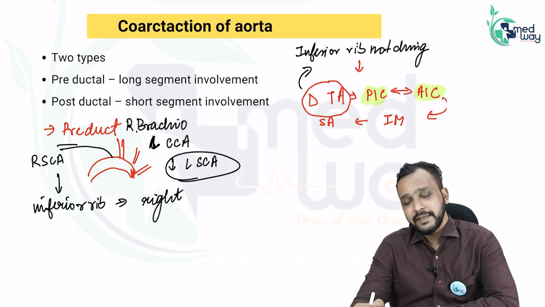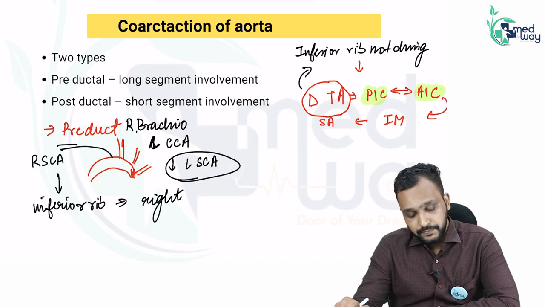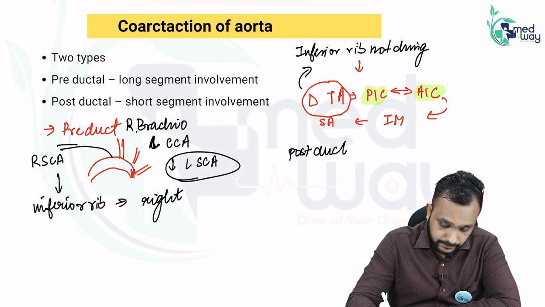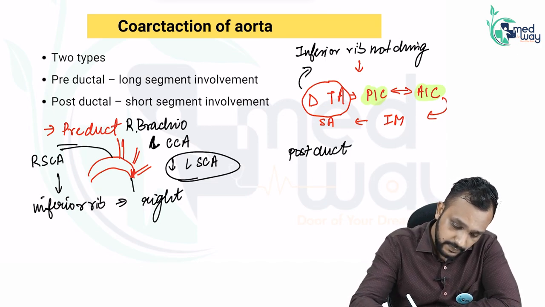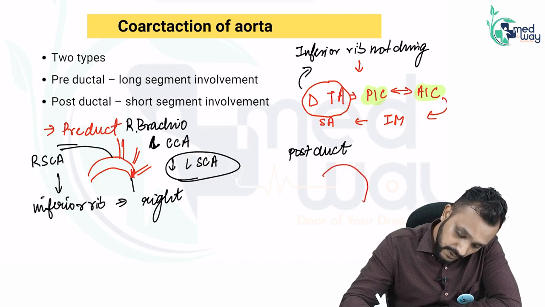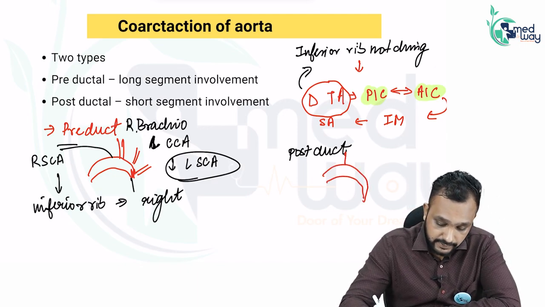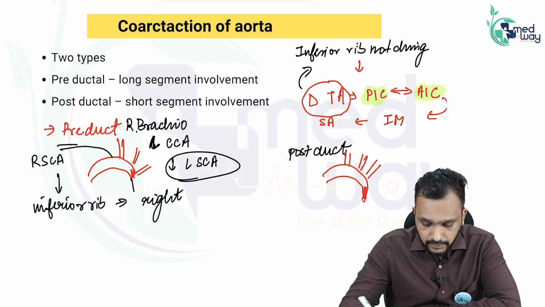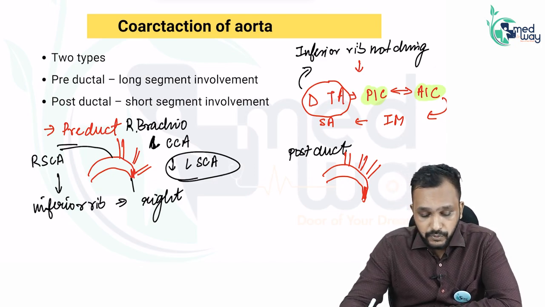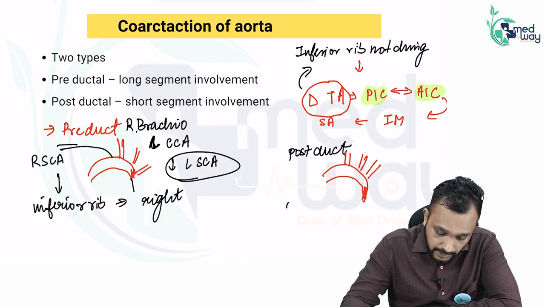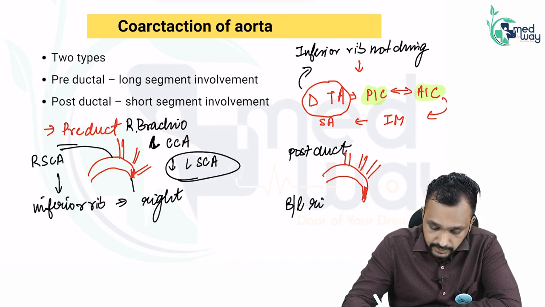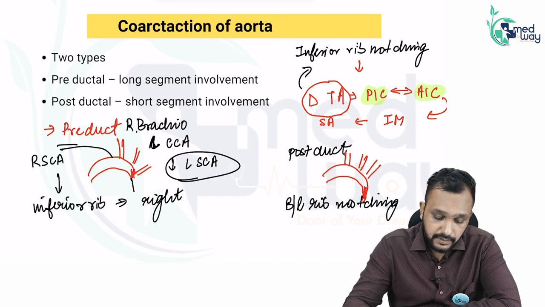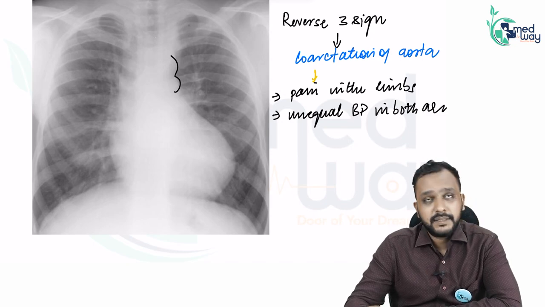because in the left subclavian artery also there is decreased blood flow, whereas in postductal type the stenosis is beyond the origin of the three great vessels, that is right brachiocephalic, left common carotid and left subclavian. So, in postductal variety you will see bilateral inferior rib notching. So, this is another very important difference between the pre and postductal type.